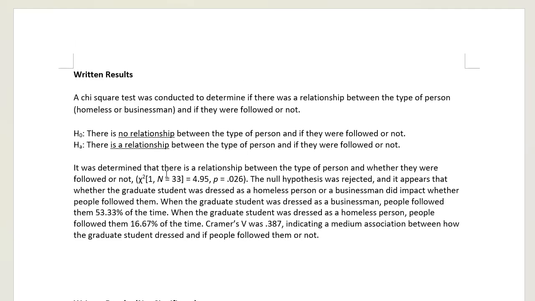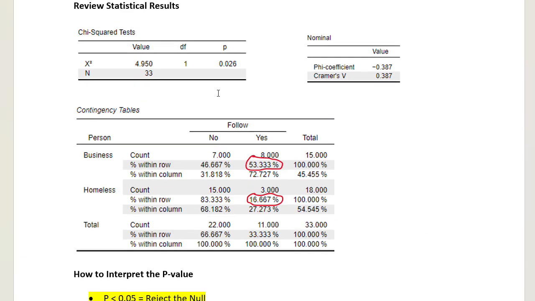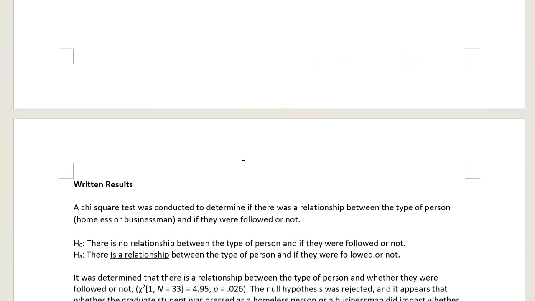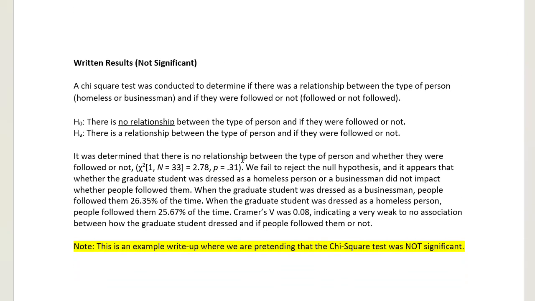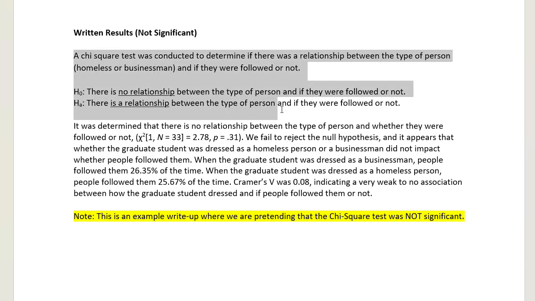So this is that full written result that you would need, in addition to the output of those statistical results. And then just to help you, I did include this pretend example of what if those results were not significant. If the results were not significant, I'm going to go ahead and fix that. Okay, if the results were not, this information would stay the same.